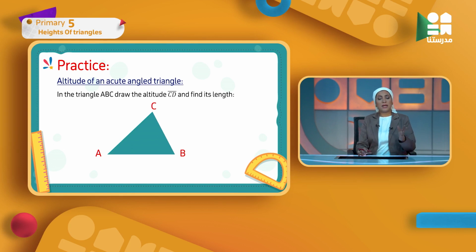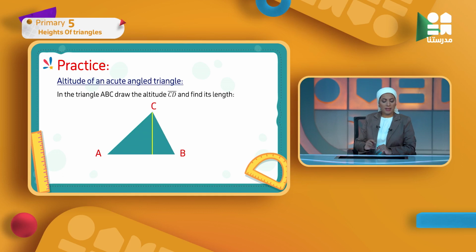To draw it, as we said, with the set square and the ruler. I put the ruler, then the set square. I slide the set square on the ruler and it must be at a 90 degree angle, and then I drop the vertex. After that I measure the length of this altitude or height using the ruler, very simple.